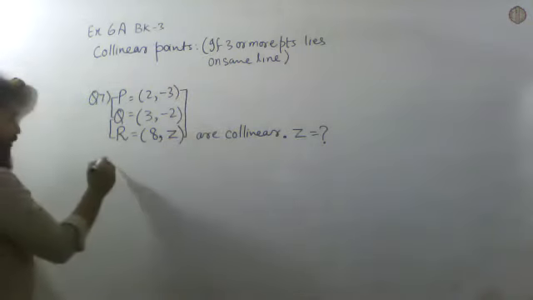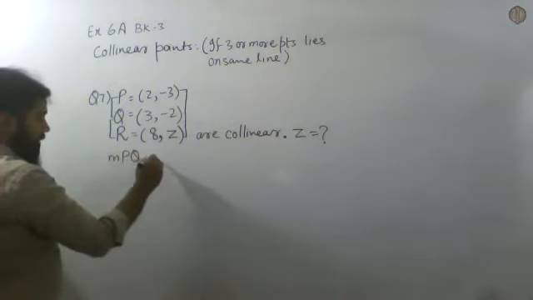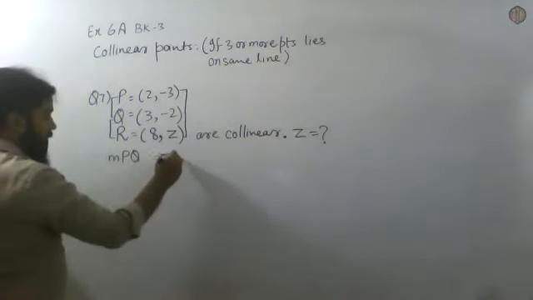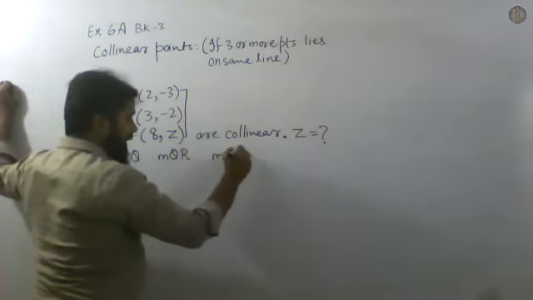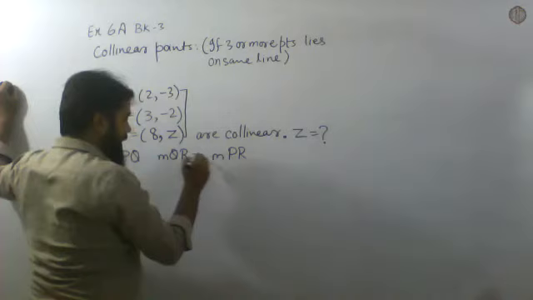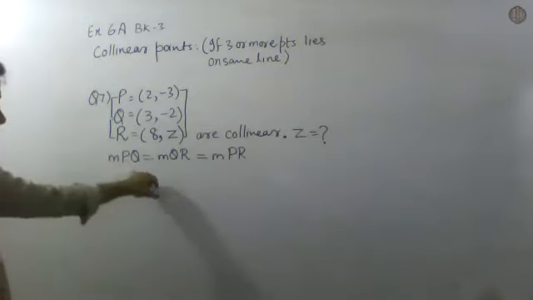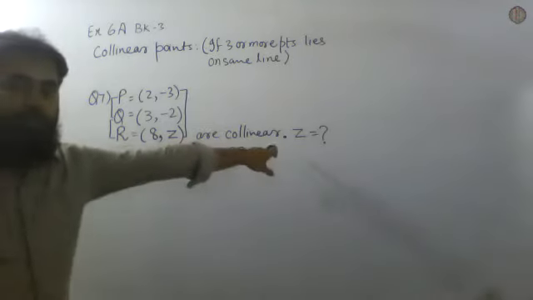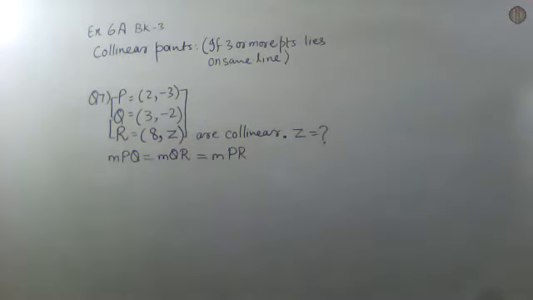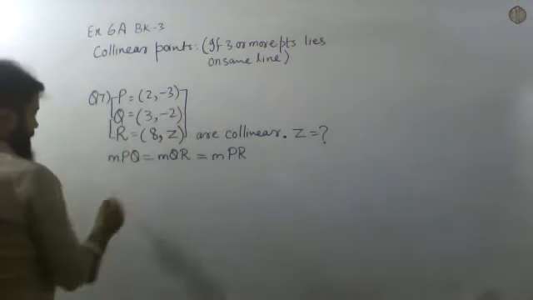That's completely your choice. Gradient of PQ or gradient of QR or gradient of PR, as they are collinear, all gradients will be equal to each other. So you can use any two gradients to find the value of Z which is missing. So I am using first of all gradient PQ.